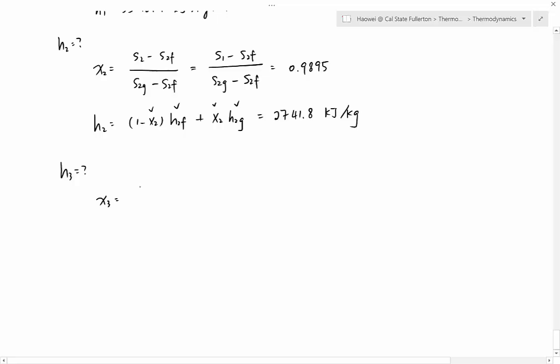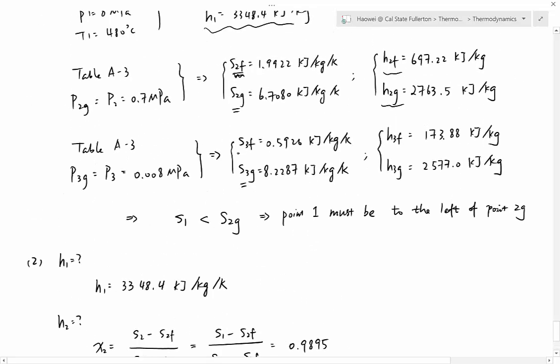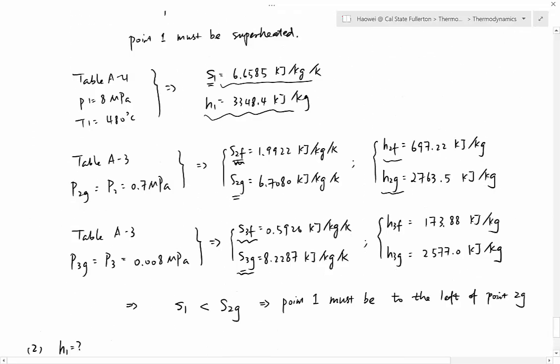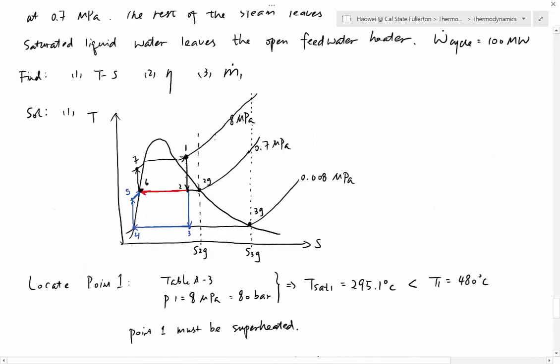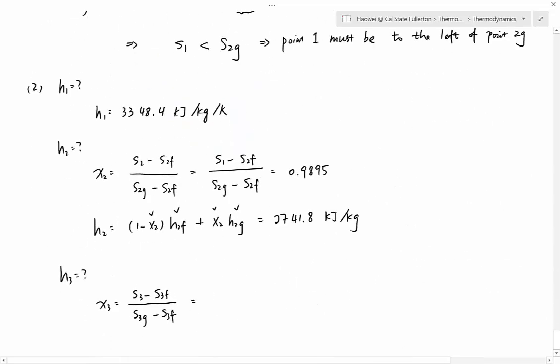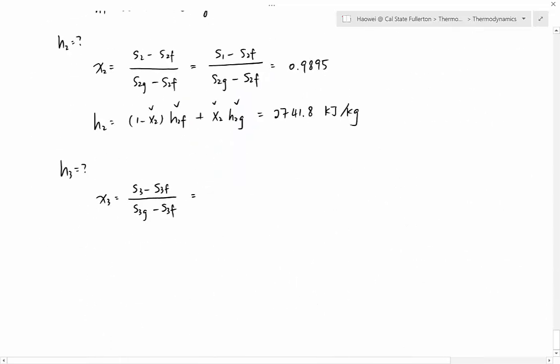Okay, so the equation is x3 equals S3 minus S3F divided by S3G minus S3F. I have S3F, S3G from earlier. You can see they're right here. So the only thing I don't have right now is S3. But let's go back to the diagram. 1 to 2, 2 to 3 is a vertical line. S3 must be equal to S2 and must be equal to S1. So we can change S3 to S1. And I do have S1.